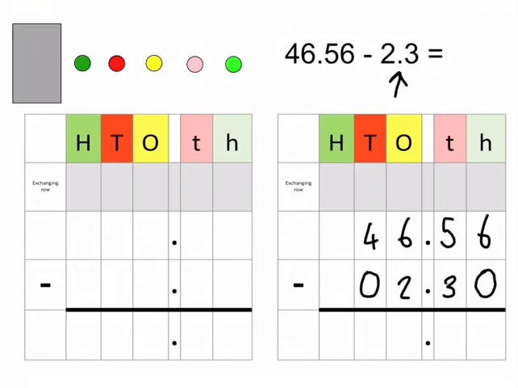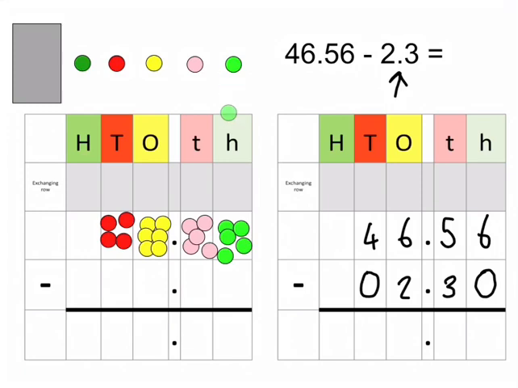Right, now I can do the same over here. 10, 20, 30, 40, 1, 2, 3, 4, 5, 6, 1, 2, 3, 4, 5, 1, 2, 3, 4, 5, 6. Take away 2.3. Let's put the zeros in.